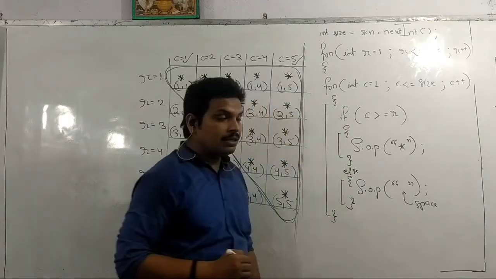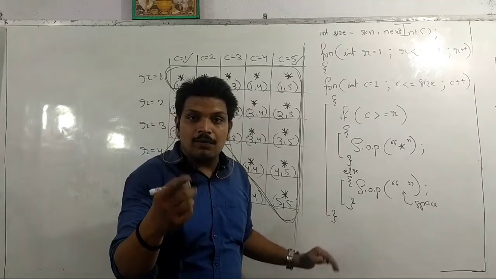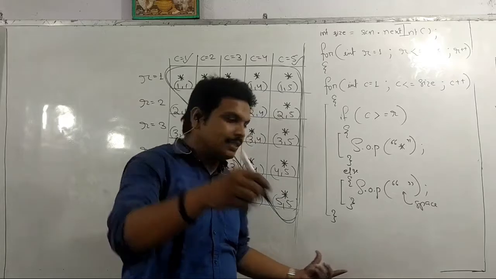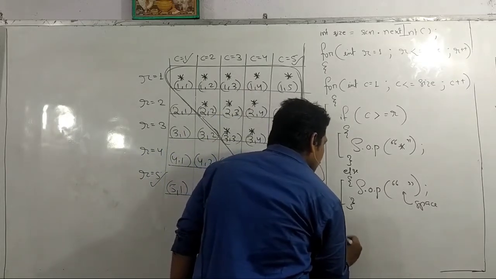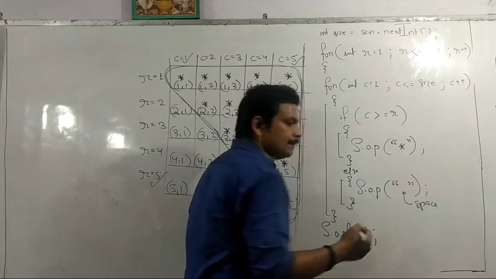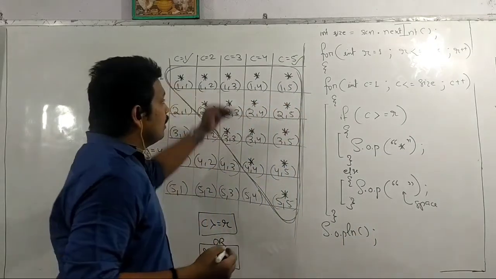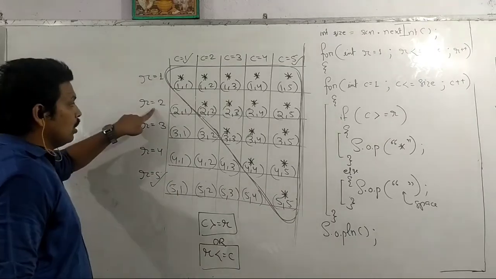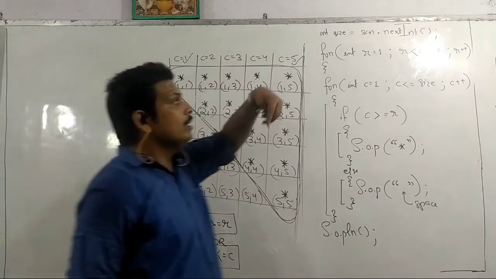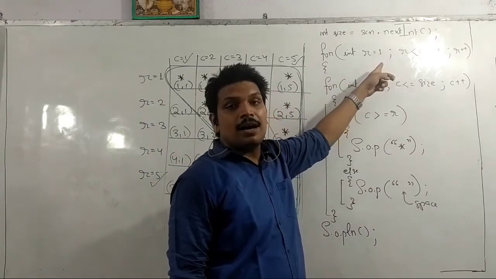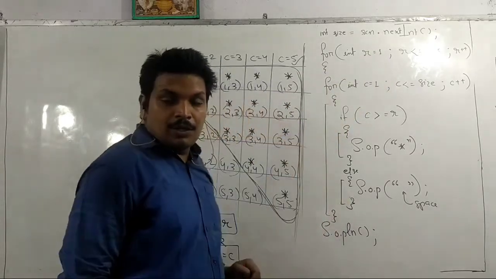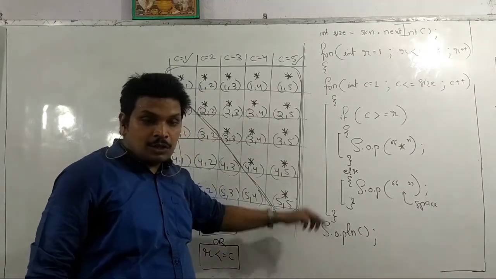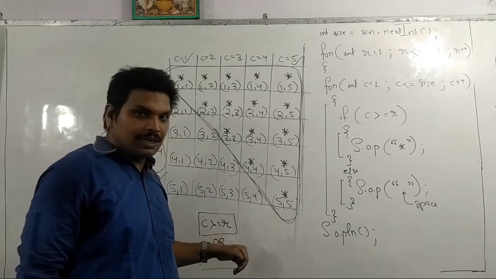What is the other step? Just after the inner for loop, we have to write system dot out dot println. Why? So that the cursor can be brought to the next line before the modification of the value of r. What is r? The outer for loop variable. So before the modification of the value of r, we are taking the cursor to the next line. Clear?